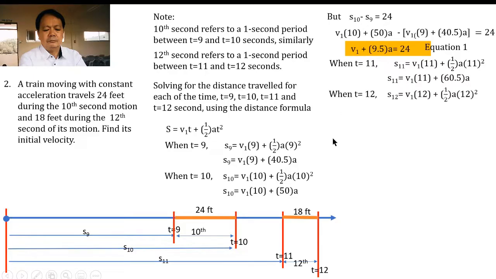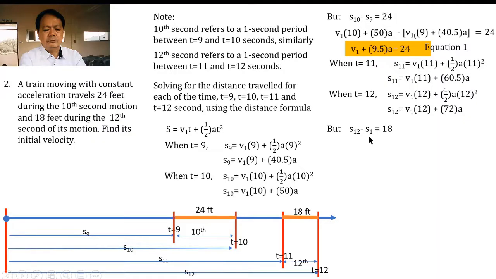And when t equals 12, ano nga yung ating distance? Our distance is this distance, 12. And the formula will be, S sub 12 becomes v sub 1 times 12 plus 1/2 of a times 12 squared. And when this is simplified, I will have here 12 v sub 1 plus 72a. And again, if you're going to look at the figure here, sabi dito, S sub 12 minus S sub 11 is equal to 18 as seen in the figure. Therefore, S sub 12 minus S sub 11 shall be equal to 18.